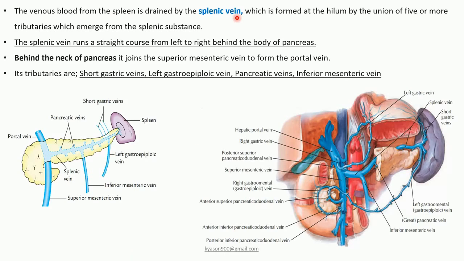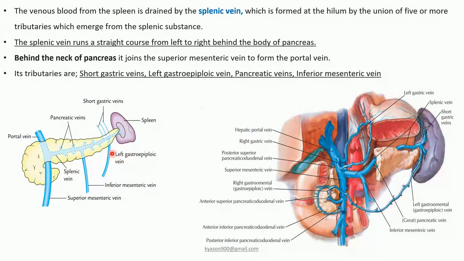The splenic vein, of course, is going to be draining your spleen. It's formed at the hilum after fusion of different tributaries that are collecting blood from the spleen. All those are going to emerge from the spleen and form the splenic vein that will run posterior to the tail and the body of the pancreas. And we said that this vein is going to receive tributaries from the pancreas, tributaries from the short gastric veins, and tributaries like the left gastroepiploic.